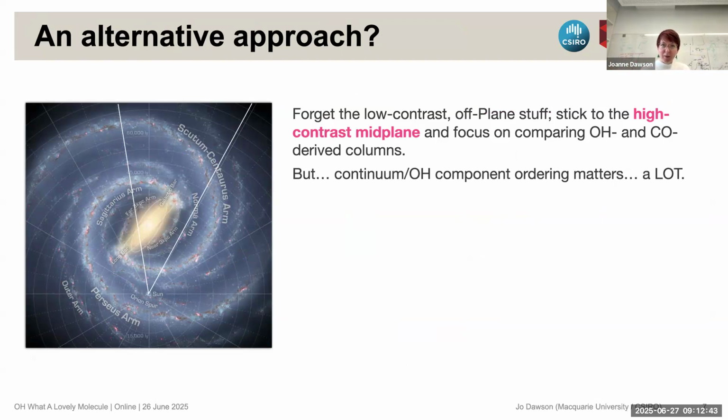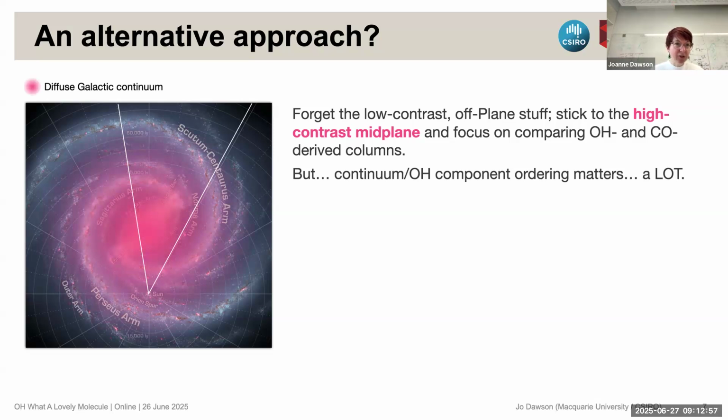But when you try and do that, the ordering of things along your sight line matters a lot. You can imagine a cartoon like this. Our survey area is sitting in the triangle on there. The pink is what I'm imagining some kind of diffuse synchrotron component looks like. There's a bunch of H2 regions I've dropped into the plane. And along any sight line, you've got some unknown ordering of H2 regions, synchrotron and OH clouds.